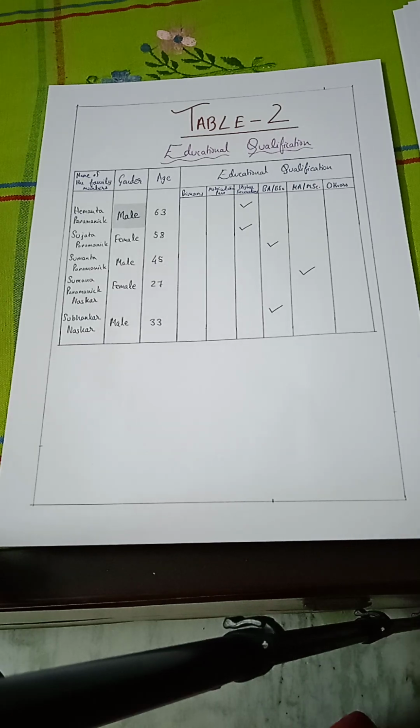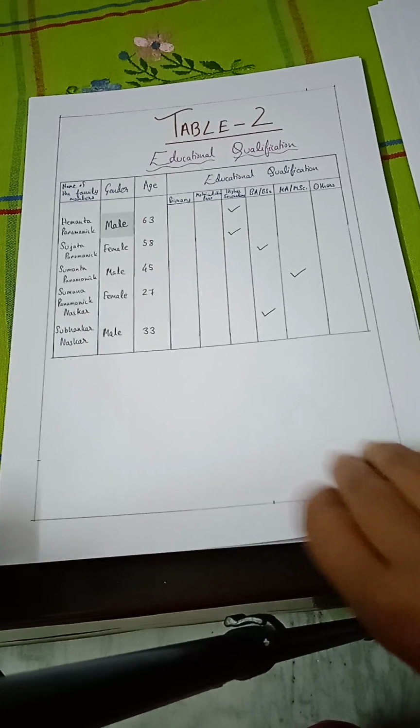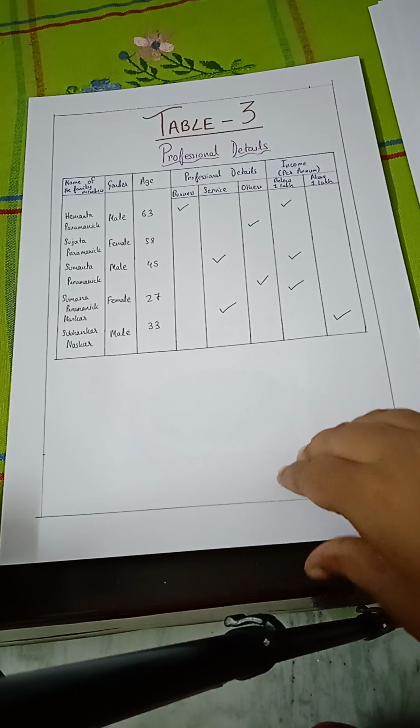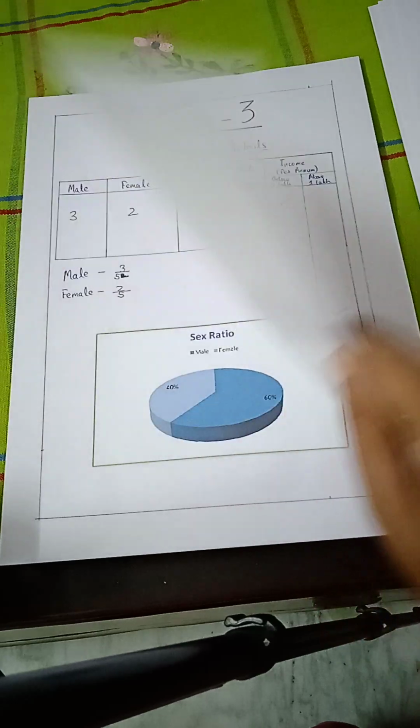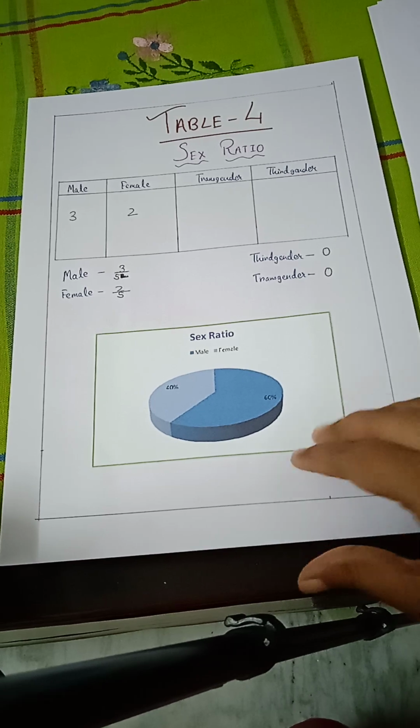As there were more members in here, that is the reason why I have to give this table separately and the rest too in the other pages. Then table 3, professional details. Again table 4, the sex ratio. So this chart is very important, please do give this chart.